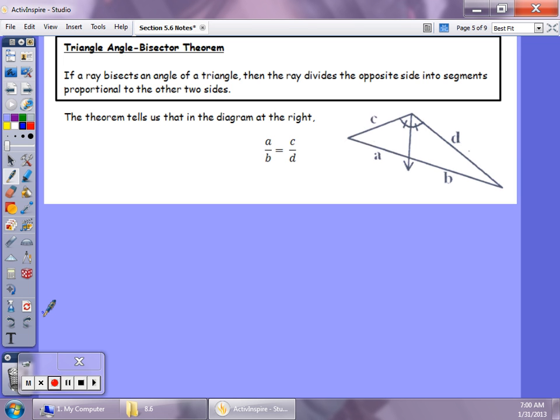The triangle angle bisector theorem states if a ray bisects an angle of a triangle, then the ray divides the opposite side into segments proportional to the other two sides. So looking at the diagram at the right, the theorem will tell us that A over B is going to equal C over D.